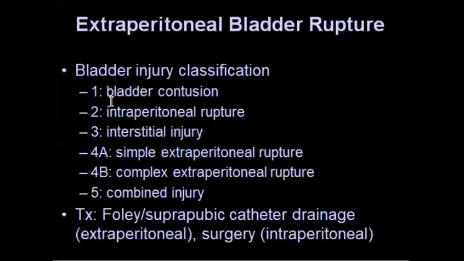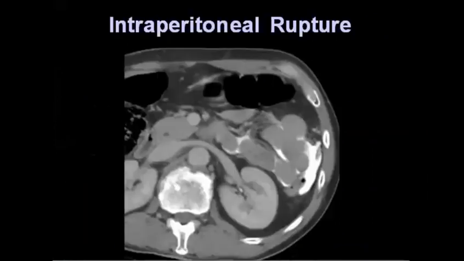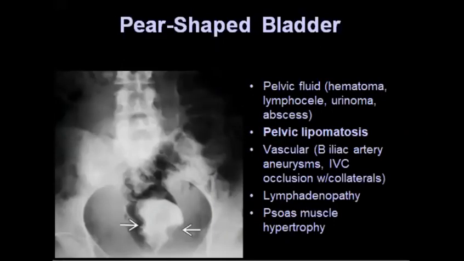Let's check it, revise it. So 1 is bladder contusion. 2 is intraperitoneal. And 3 is interstitial. And they have 4A and 4B, which is simple or complex, and 5 is combined injury. Okay. And again, this one is intraperitoneal rupture. They like to show you this pear-shaped appearance to put the differential, what the content surrounding the bladder is.